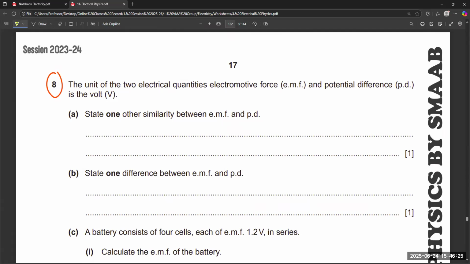Question number 8. The unit of two electrical quantities, EMF and potential difference, is the volt. State one other similarity between EMF and potential difference. So one similarity is that both quantities have the same unit. So what are the other similarities between them? Anyone?